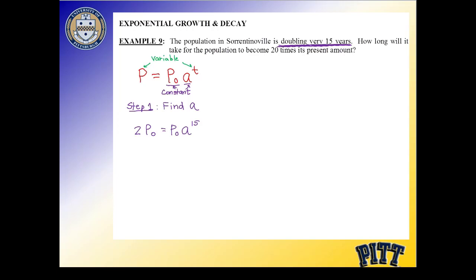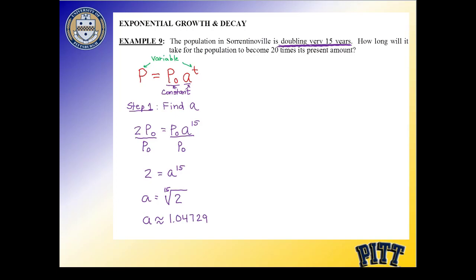The reason it doesn't matter what my initial population is, is that my next step to solve for A is to divide both sides by the original amount, and they would cancel. So I know that A to the 15th power equals 2, which means that A is going to be the 15th root of 2, which is about 1.04729. I tend to use the 15th root of 2 when I do the rest of the work, so I'm not over rounding something.